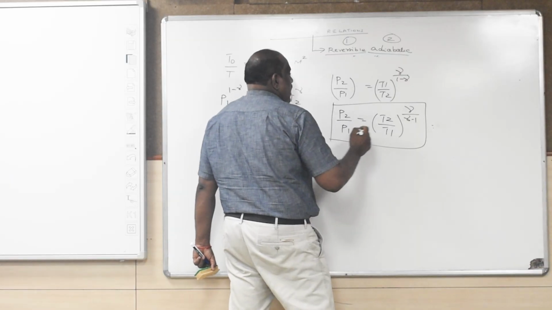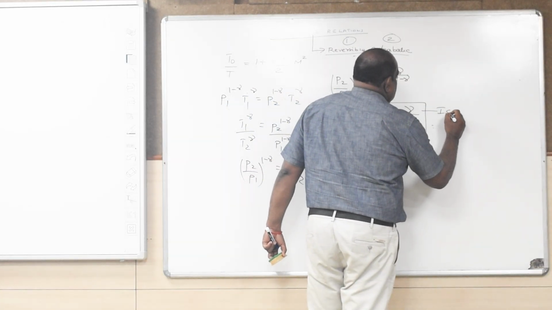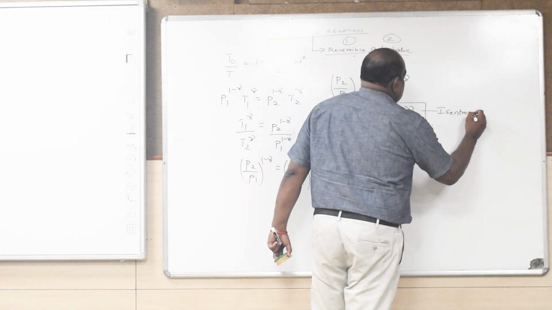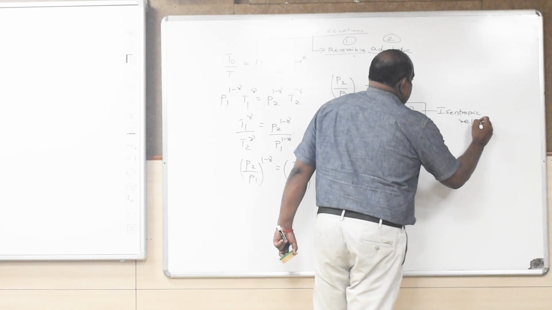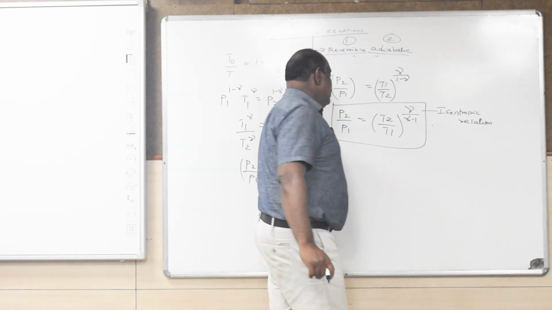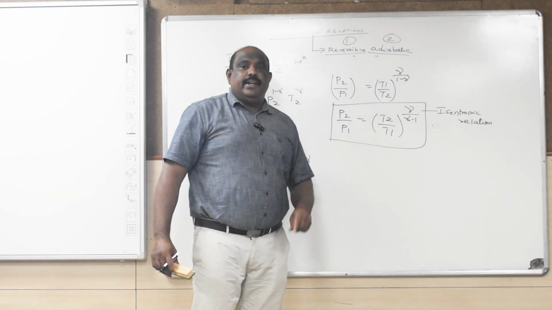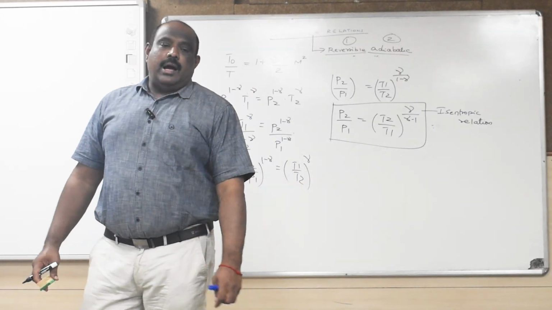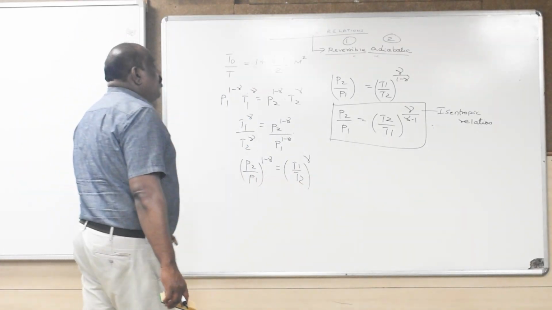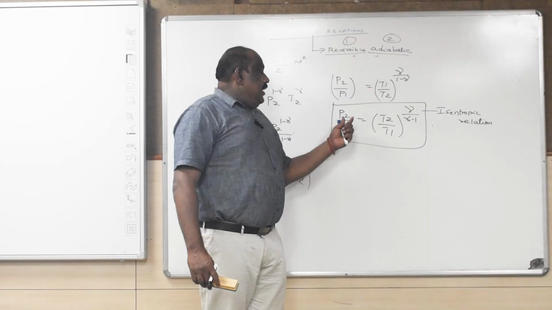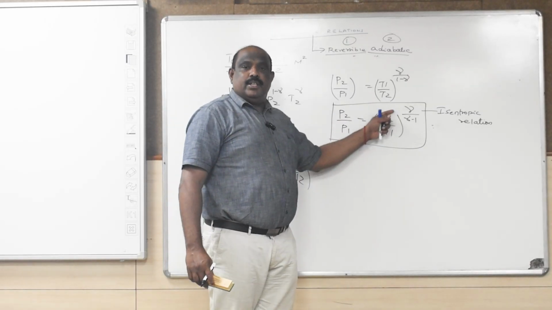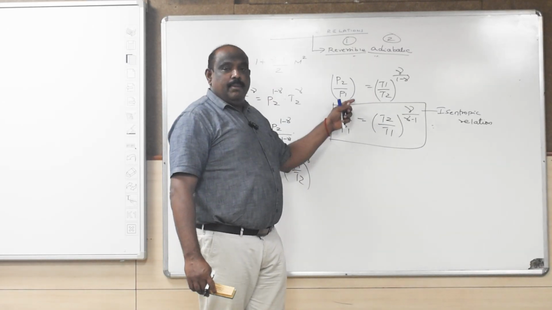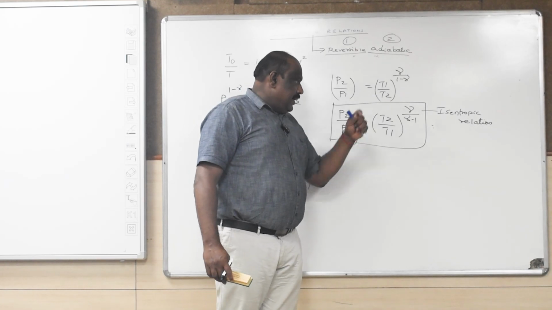This expression is called the isentropic relation. So P2 by P1 equal to T2 by T1 whole power gamma by gamma minus 1. Now we are able to express the pressure in terms of temperature. Now we are able to express the pressure ratios in terms of temperature ratios.